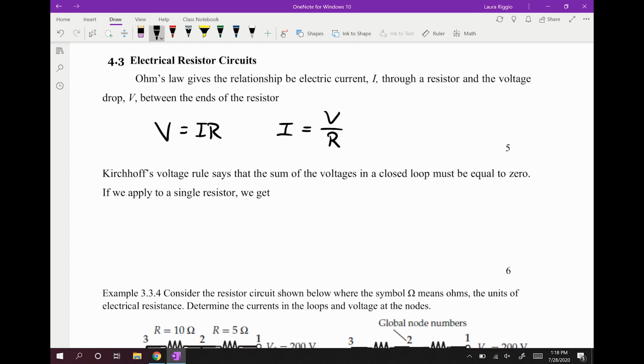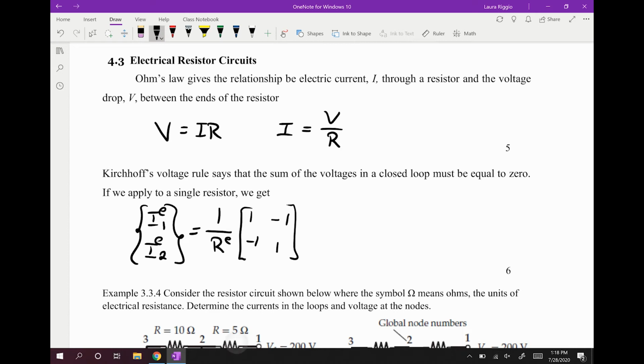We also have Kirchhoff's rule that says the sum of the voltages in a closed loop has to be equal to 0. So again, if we were to draw a single resistor and apply Ohm's law to both ends, we would get that our current at both ends is equal to 1 over our resistance times [1, -1; -1, 1] times our voltages at our two ends. So we're going to look at an example.